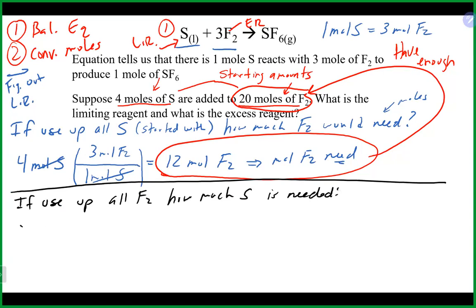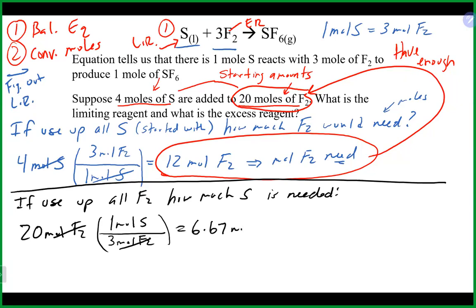We would start with our moles of fluorine, which is 20 moles in this example. We would use our same relationship from the equation. So the opposite in this case, 3 moles of fluorine on the bottom, sulfur up on top. The moles of fluorine will cancel. That's going to give us 20 divided by 3. We're going to get 6.67 moles of sulfur is needed. So this number represents how many moles of sulfur I would need to use up all of the fluorine.